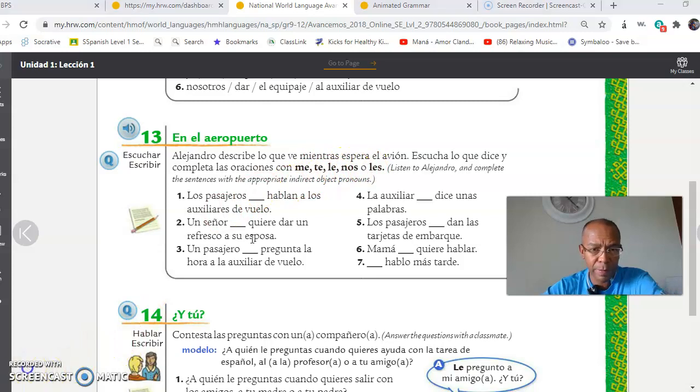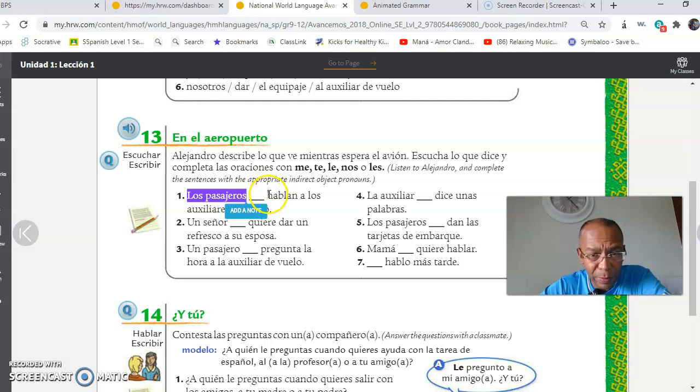So let's do the first one. I'm going to do it with you. Okay, first we have to determine who's doing the action, who's the subject. Los pasajeros, it's them, right? Los pasajeros, the passengers. Now here is where you're going to put the indirect object pronoun before the conjugated verb.